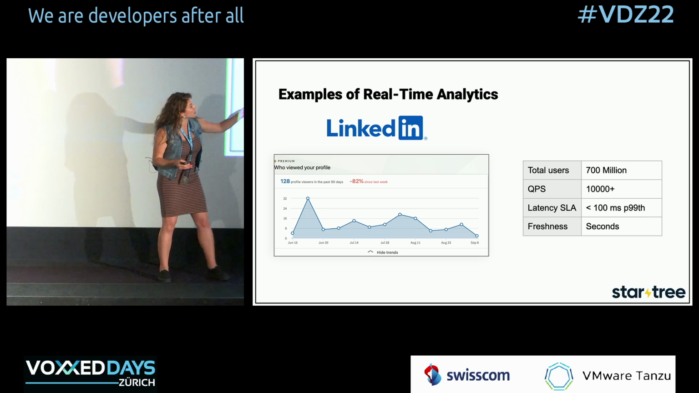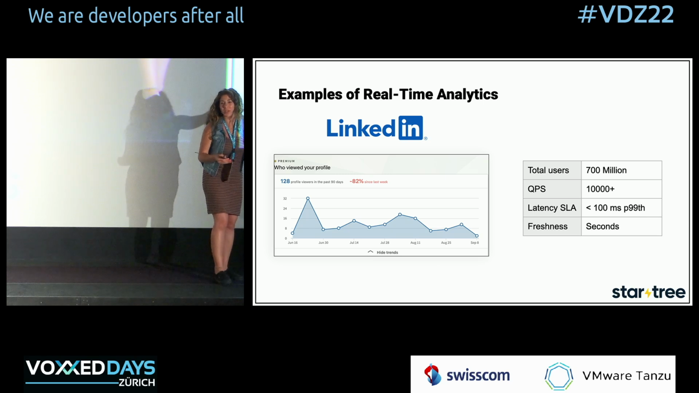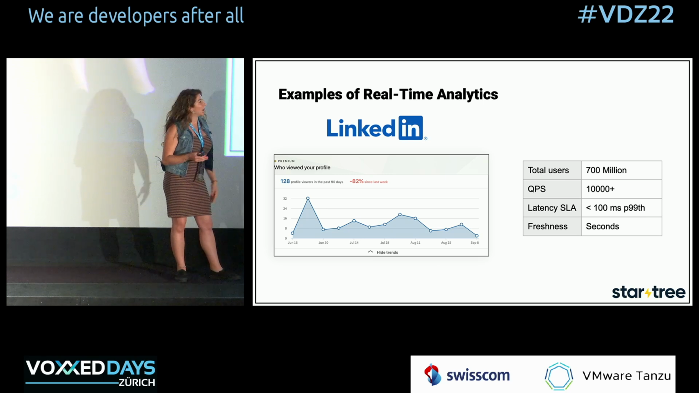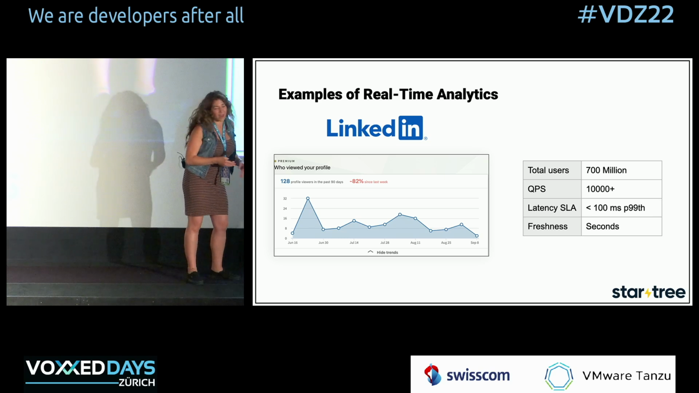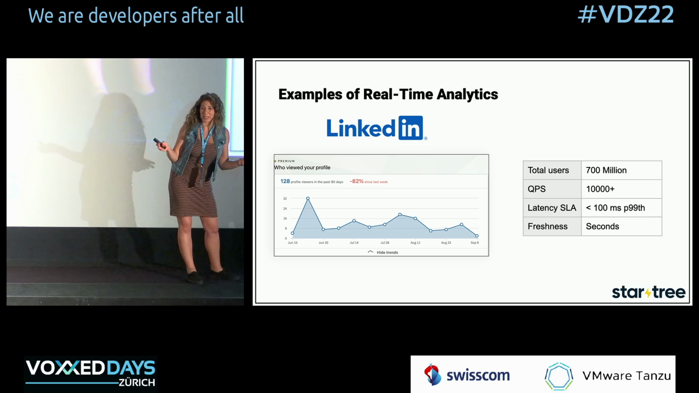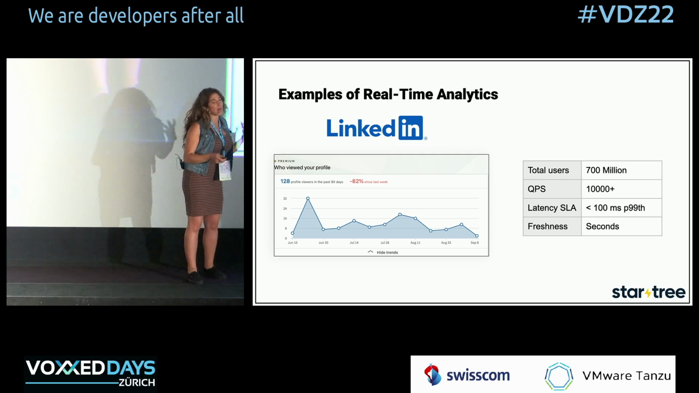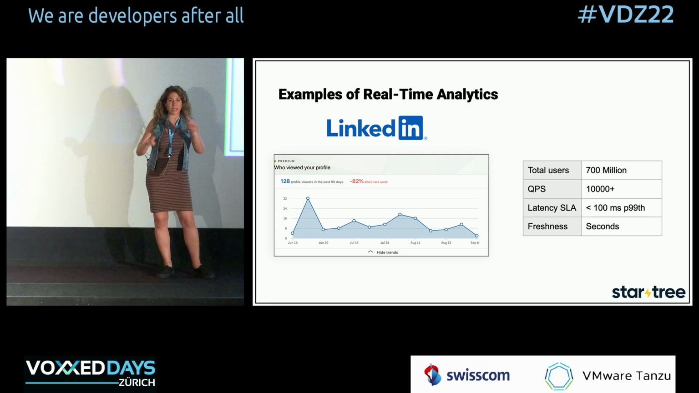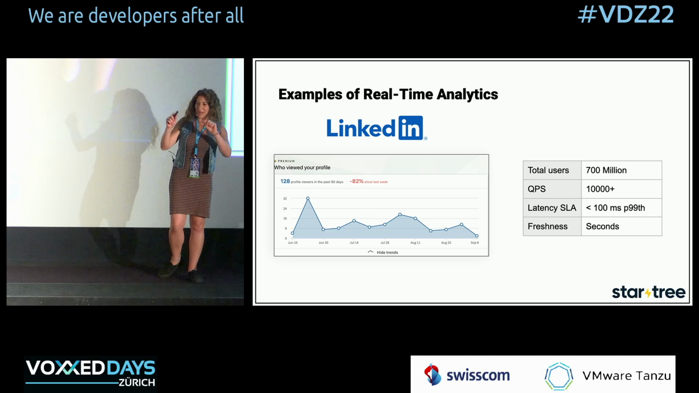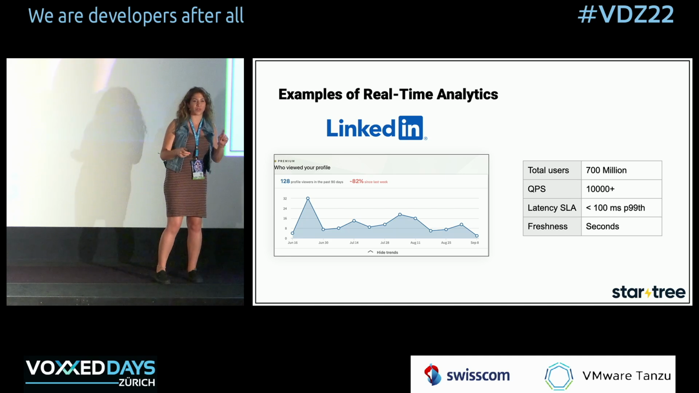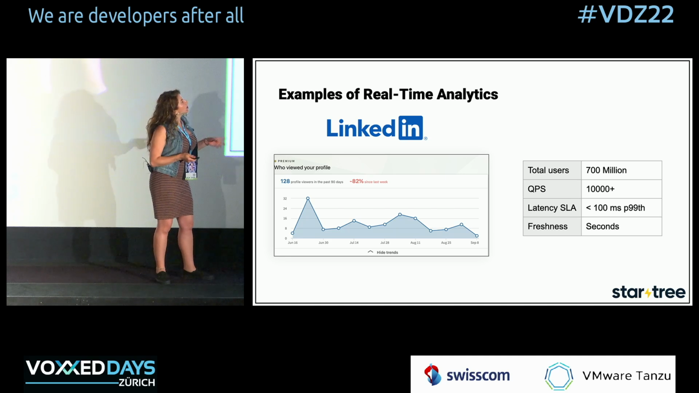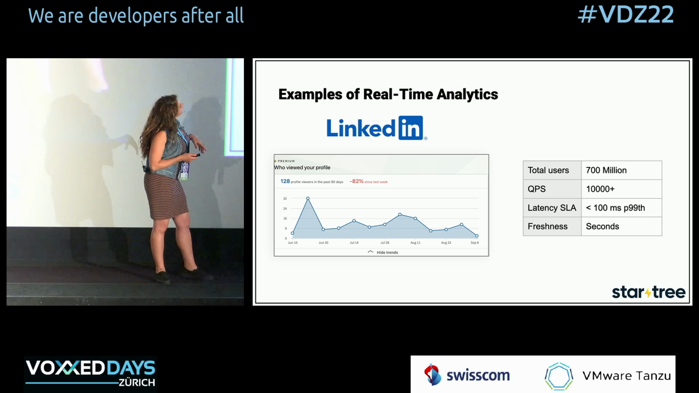And I think they have over 800 million users now, and there are hundreds of thousands of queries per second at some points. And then there's a lot of dimensions on this data, and for the users to be able to look into a slice and diced view, it's quite complex. So this is an example of who viewed my profile at LinkedIn.